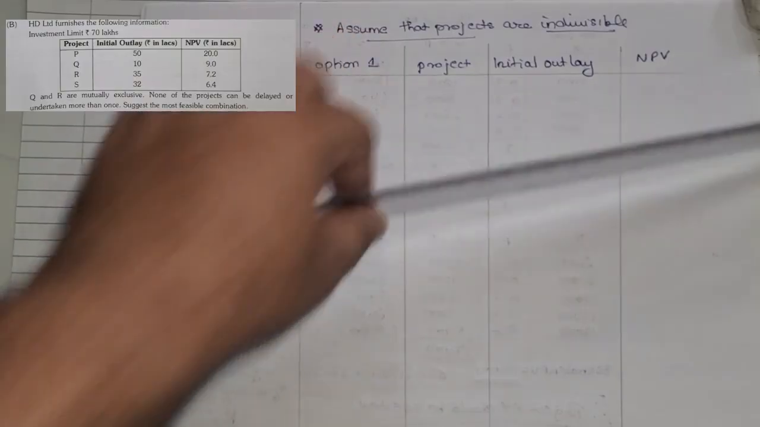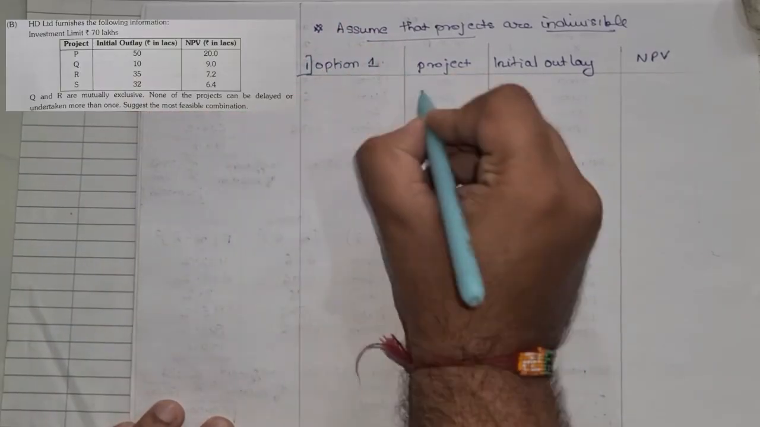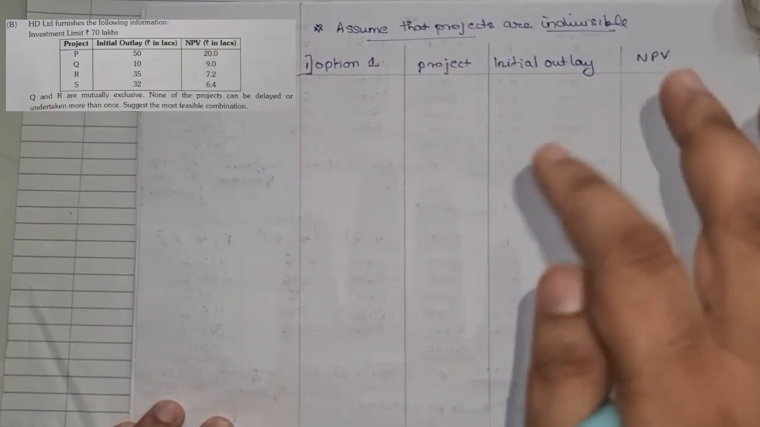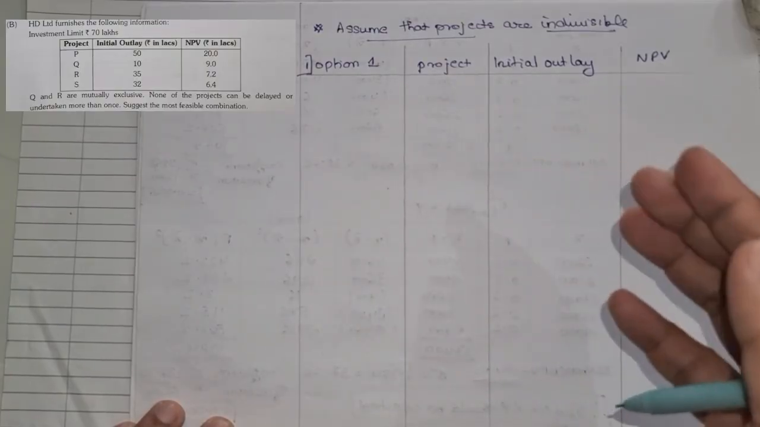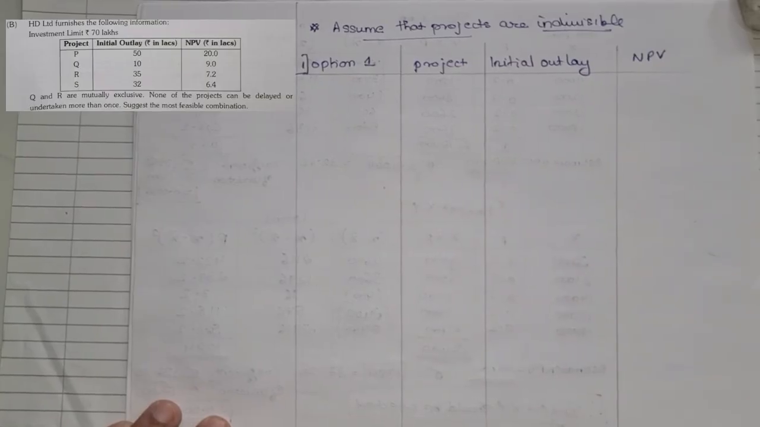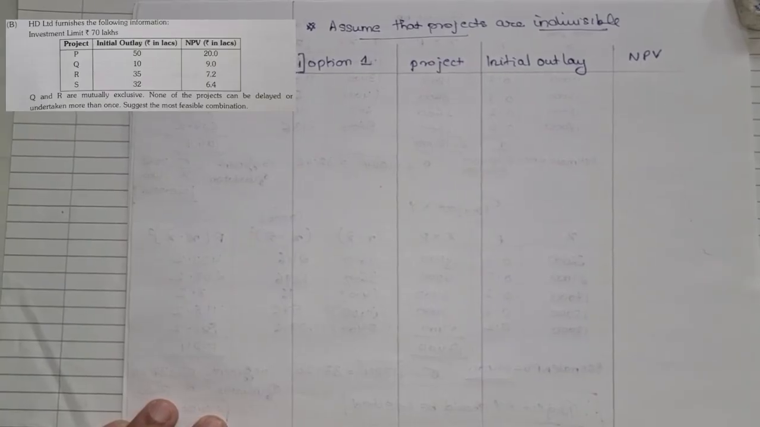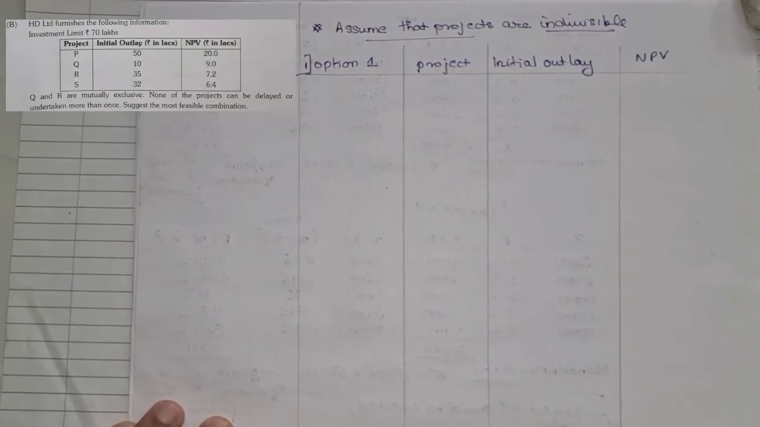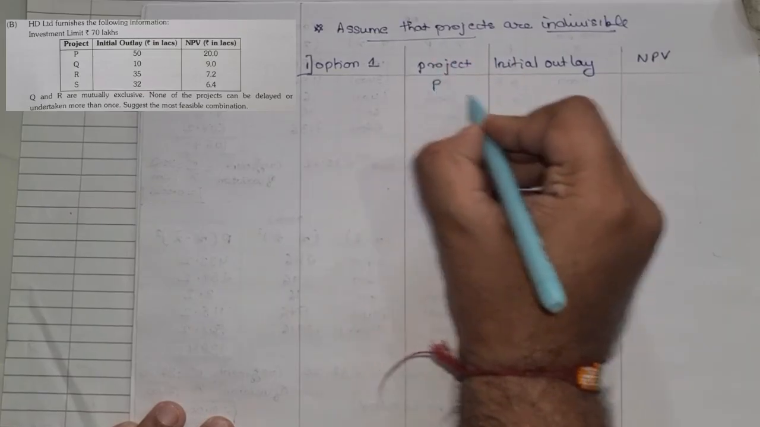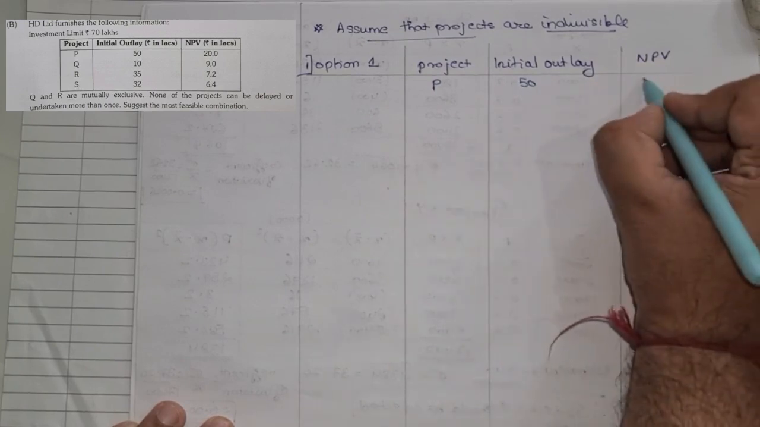Okay, this is my first option. Under our first option, always try picking up those projects which give you the highest NPV, but also consider the investment factor. If you see in all the 4 projects, project P has the highest NPV. So what if I'm using project P? The outlay is 50 lakhs and the NPV is 20 lakhs.